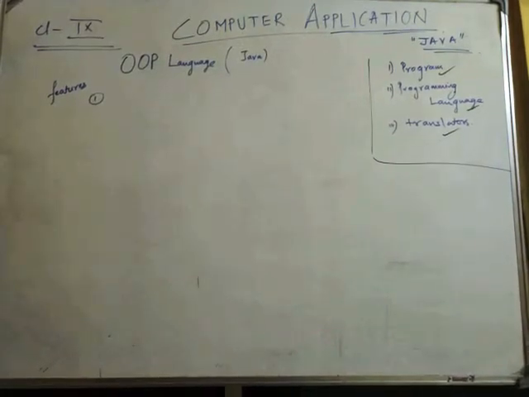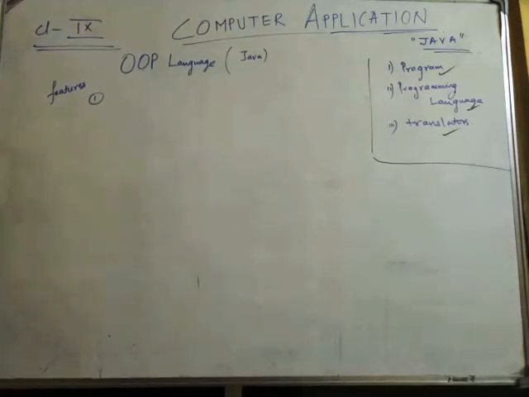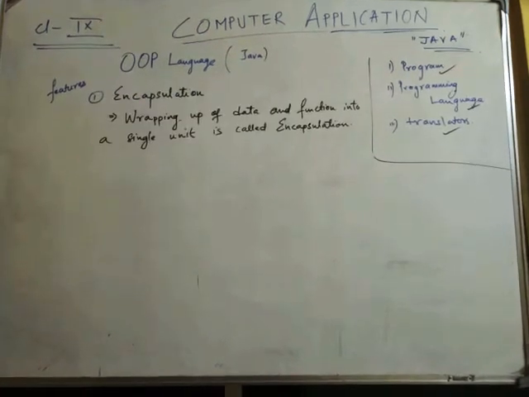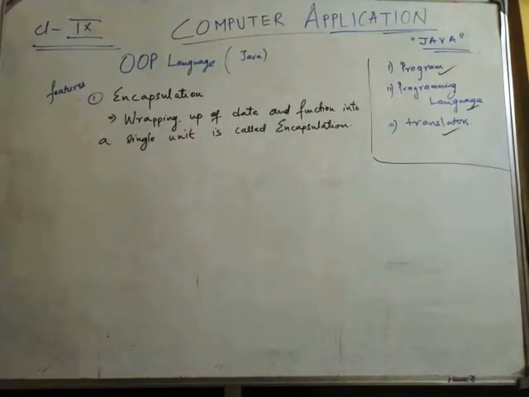So now we'll discuss what the features of an OOP language are, for example Java. What are the features we get in an OOP language? That is, object oriented programming language. Now the first is encapsulation. Encapsulation, the spelling is ENCAPSULATION. So encapsulation means what?